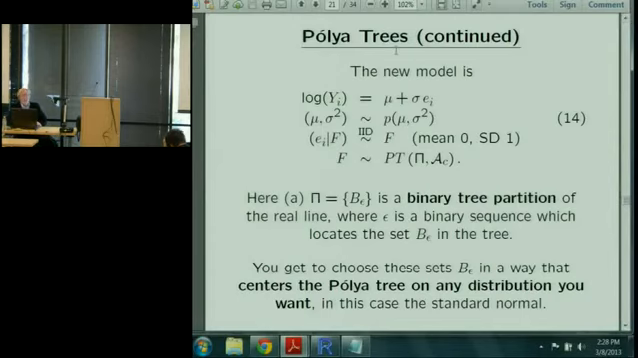Because they're called Pólya trees, you should expect there's a tree around here somewhere, and there is. Capital pi is a binary tree partition of the real line, where epsilon is just a binary sequence of ones and zeros that locates the set that you're thinking about in the tree. And so what you need to imagine to see how a Pólya tree works is the following.